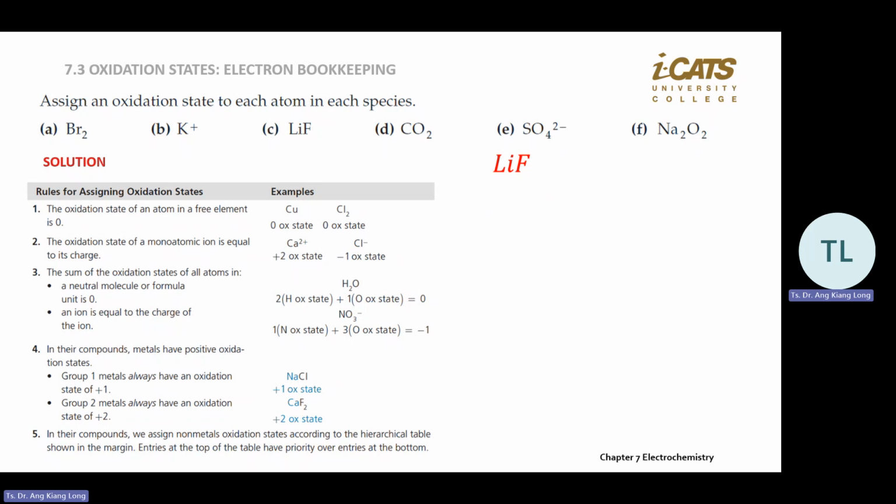So you move to rule number 2. Number 2 is equal to ion. So LiF is neutral, no charges, it is not an ion. So move to rule number 3. Rule number 3, you read: the sum of oxidation states of all atoms in their scenarios. For a neutral molecule it is 0, which means for LiF the net is 0, no charges. For an ion it is equal to the charge of the ion. It means if you break Li and F apart, there are charges.